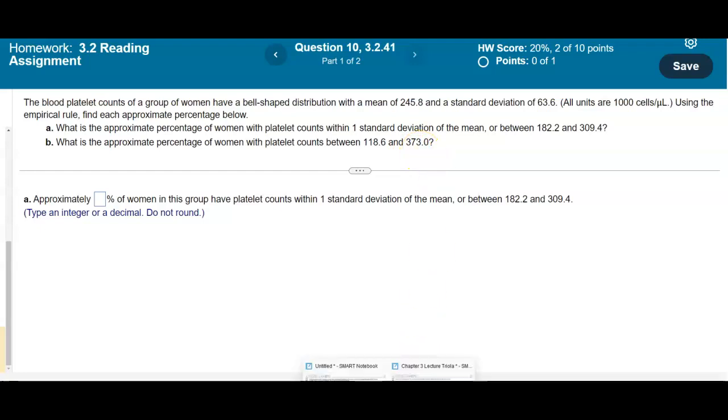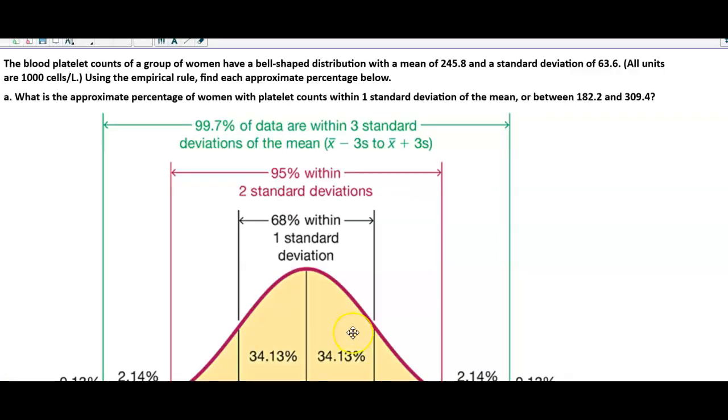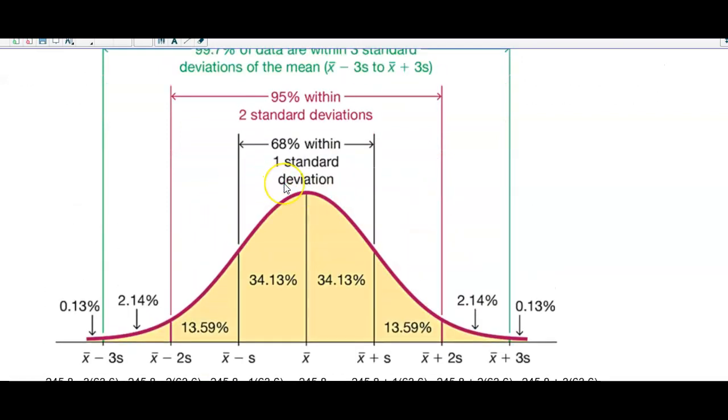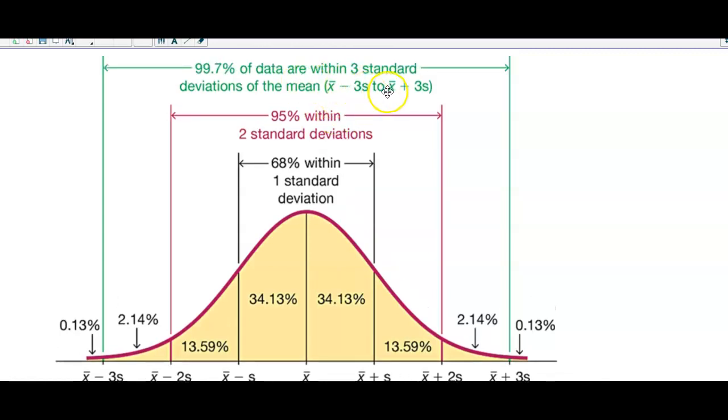So what you want to do is get familiar with what the empirical rule is. So here's our question. What do we know? Well, this is our empirical rule, and you can see here that one standard deviation above and below the mean is going to be 68%. Two standard deviations above and below the mean is going to be 95%, and when it's 3 standard deviations above and below, it's 99.7%.